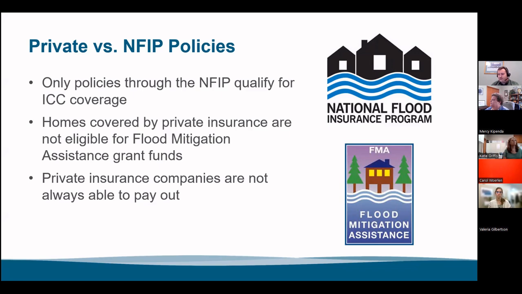Homes covered by private insurance are also not eligible for flood mitigation assistance grant funds. Last year we were granted $10 million through flood mitigation assistance as part of our disaster declarations through June and July. That funding was only available for properties that had NFIP flood insurance. And again, private insurance companies are not always able to pay out.